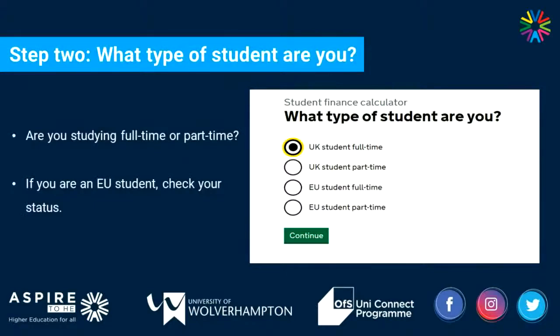You need to disclose whether you are a full-time or part-time student. If you are an EU student, you must have settled or pre-settled status under the EU Settlement Scheme to get student finance. Note at the bottom of the screen, you can go back to a previous section if you need to change your response.